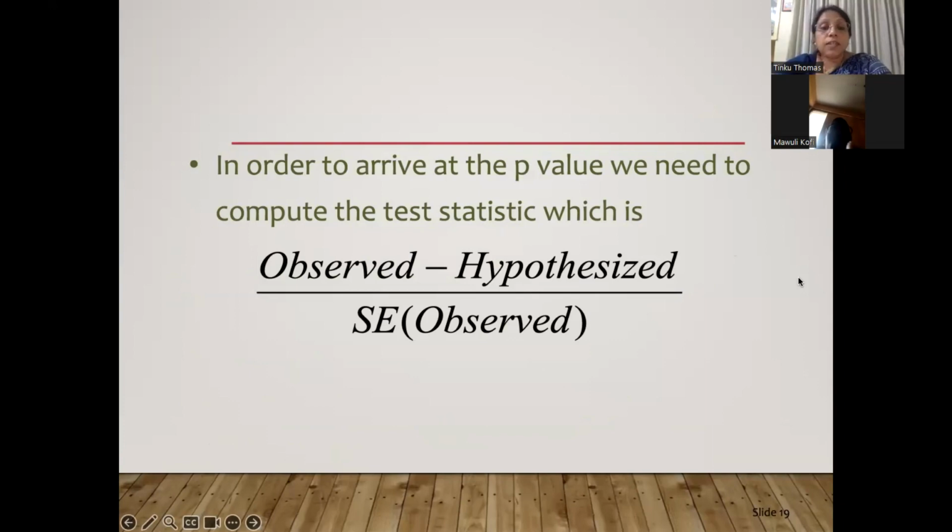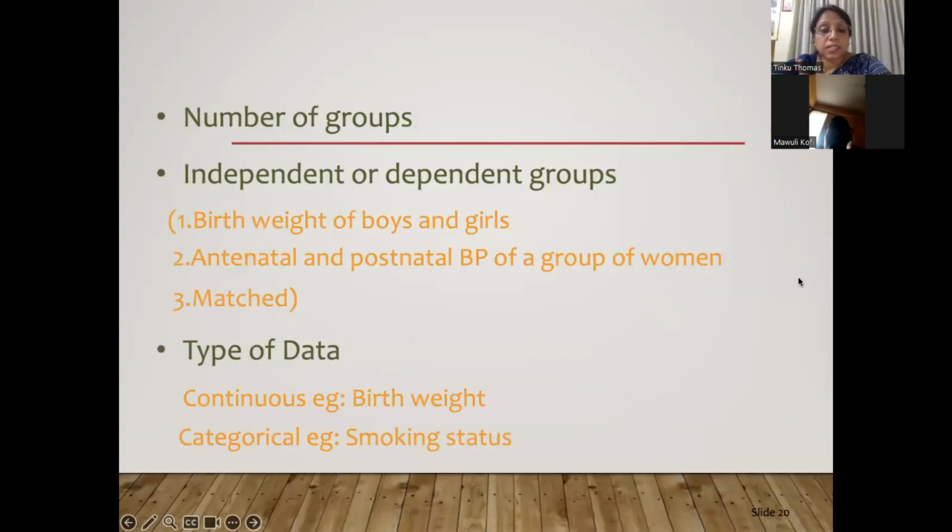There are many test statistics, several of them. The way we will choose them is based on some criteria. The first one being, how many groups are we comparing? In our BMI example, we are comparing two groups, rural and urban. Now, are the groups independent or dependent? In our example, they are independent groups. The urban and rural are independent groups. And then the type of data, is it continuous or categorical? All of this information helps us in identifying the right statistic to use.